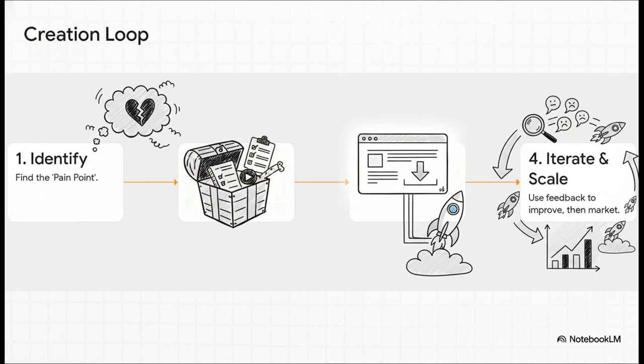Here's how it works. It starts by finding a specific pain point, a real annoying problem that people are trying to solve. Then you package up the solution into something they can use, like a template or a checklist. After that, you just deploy it. You put it out there on a simple website. And the final step is the most important one. You listen to feedback from your first customers to improve it, tweak it, and scale it up.